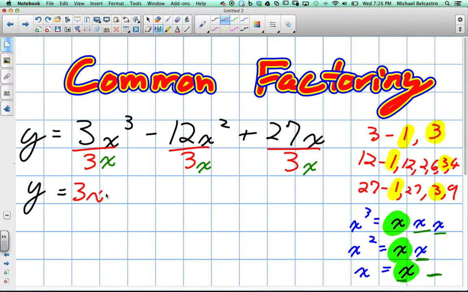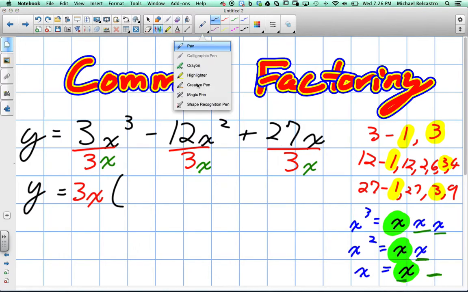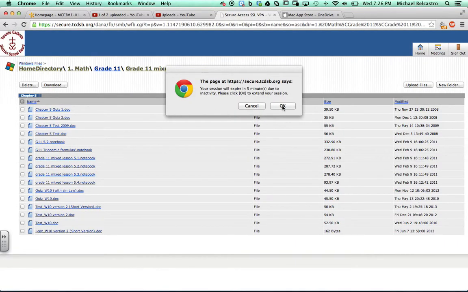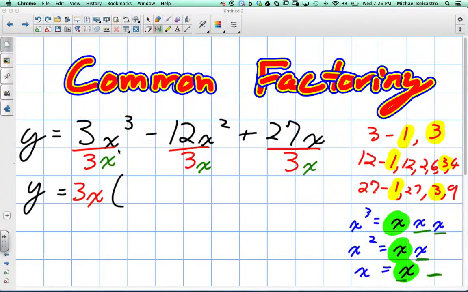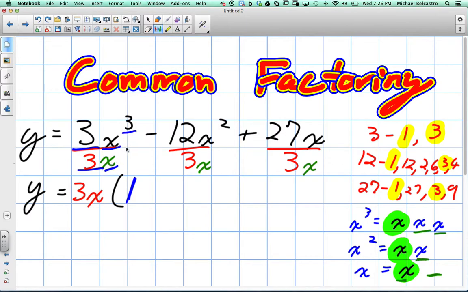I'm going to write it all in red here instead of 2 colors. Christmas looking. 3x is the value we took out, so it has to be written. The brackets are then what's left over from each of these. So when I divide 3 by 3, I get 1. And when I divide x cubed by x, do you remember what that gives us? x squared? Yeah, x squared. Now, do I need to write that 1? No, so we won't leave it in.